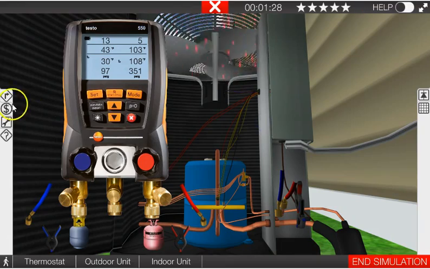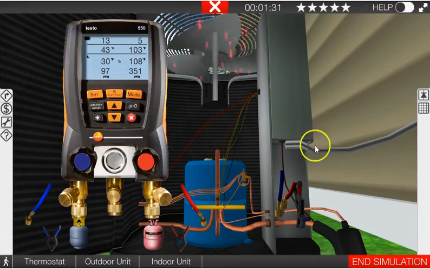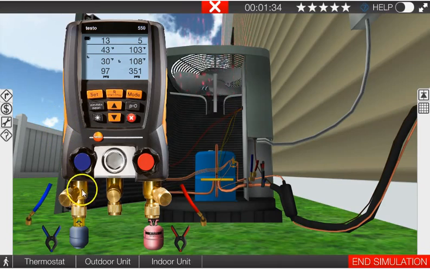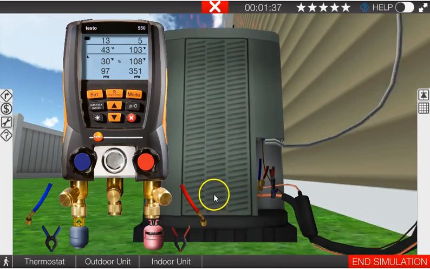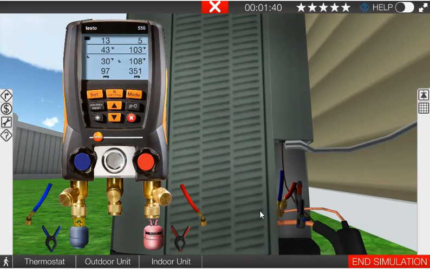Then we'll put the low side of the gauge on the suction side. We'll close up that cover so that we don't get our fingers zapped in there. Okay, so here's what we're looking at. We have 351 PSIG on the high side, saturation temp of 108 degrees Fahrenheit, 97 PSIG on the low side, saturation point of 30 degrees Fahrenheit. Our line temperatures are 43 and 103 respectively. So we have 5 degrees of subcooling and 13 degrees of superheat.